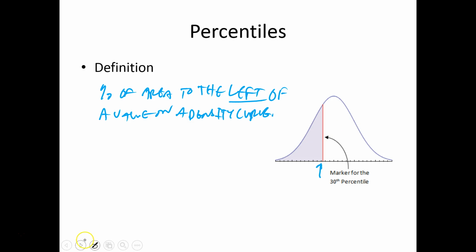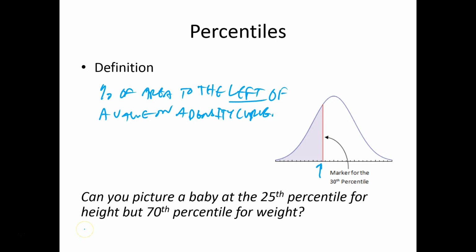So there's an interesting question that was posed here. Can you picture a baby at the 25th percentile for height, but the 70th percentile for weight? That means they're among the quarter shortest babies at birth, but also very high on the weight distribution. So this would be a short, pudgy baby. And if you can find a picture of that, then more power to you.